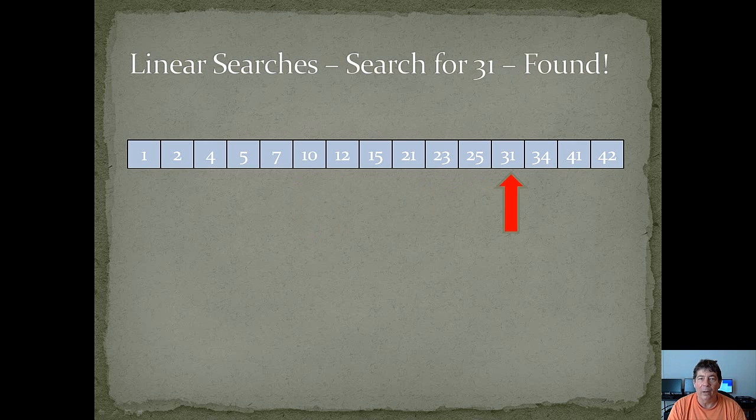Finally, we get to 31, and we found what we're looking for. So potentially, in the worst case, we could have to search the whole list before we finally found the number that we're looking for. So that's a linear search.